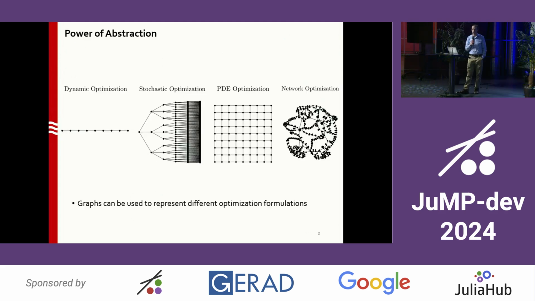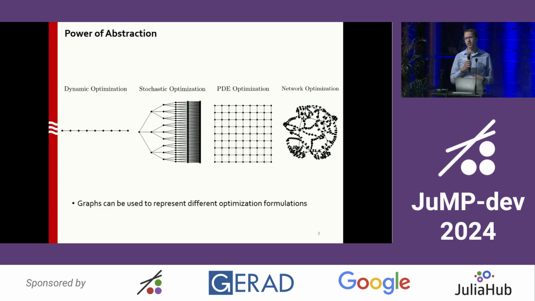So in our research group, we often think about how we abstract or represent the problems we're looking at, and we found that graphs are a powerful way of representing a lot of optimization problems. You can see here how dynamic, stochastic, PDE, and network optimization all can be represented within the graph structure.